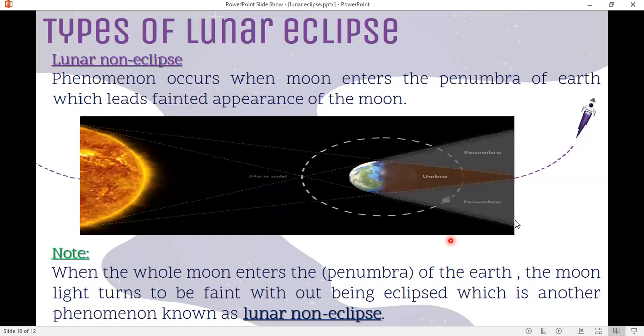So if I ask you a question, what are the types of lunar eclipse? Are there three or two? There are two types. Number one, total lunar eclipse, and number two, partial lunar eclipse. And the lunar non-eclipse is not a type. I said non-eclipse, so it will not be considered an eclipse because it's just a shaded moon, as you can see here.